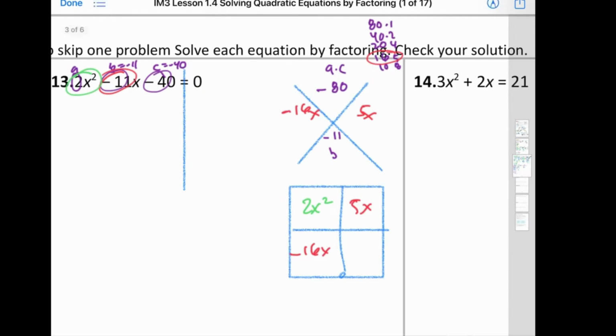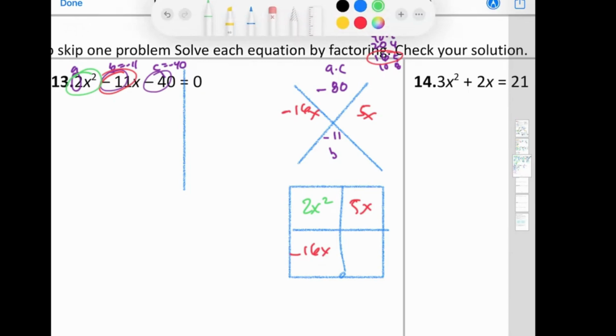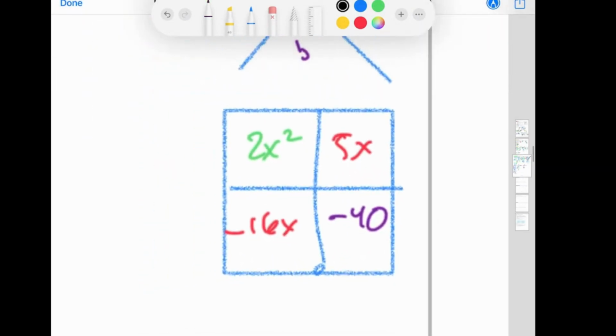And -40, -40, -40 is my C value. Always put it up there. Okay. Top row. The GCF is x. Bottom row, -4, is that right? Left column, 2x. Now I know why this is wrong. Why is it wrong? 2x times -4 is not -16. Does that make sense? So this is a greatest common factor of an 8. That makes sense. And this one will be a +5.